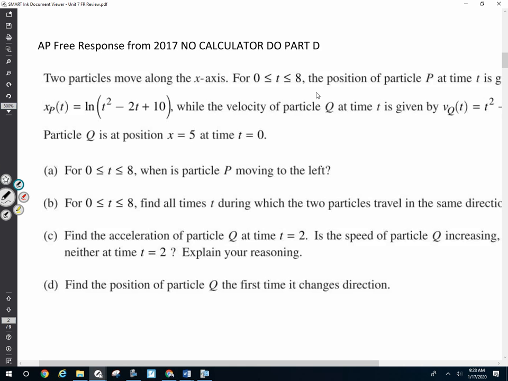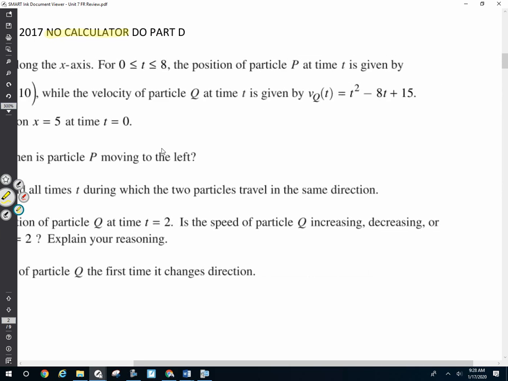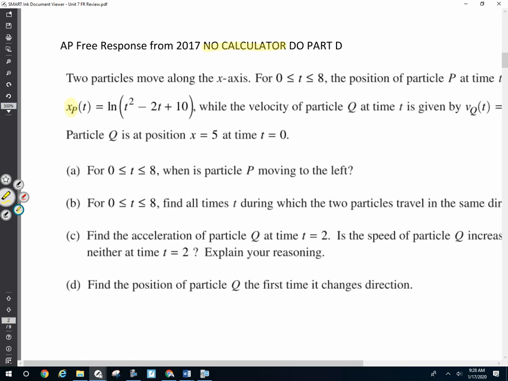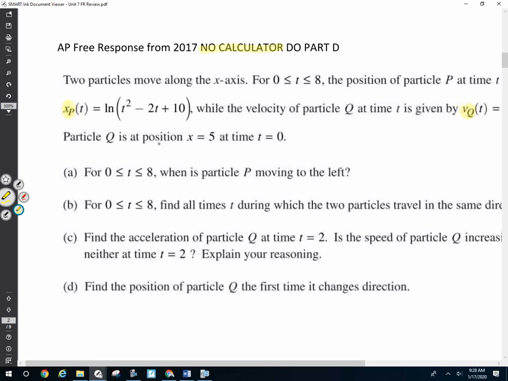Okay, 2017. This is a no calculator question. You'll have 2 no calculator questions. You'll have 3 calculator questions. Okay, I'm given the position of particle P, I'm given the velocity of particle Q, and I'm given an initial position of particle Q. I'm told that x of 0 is 5. I'm going to write that down, and this is just for particle Q.